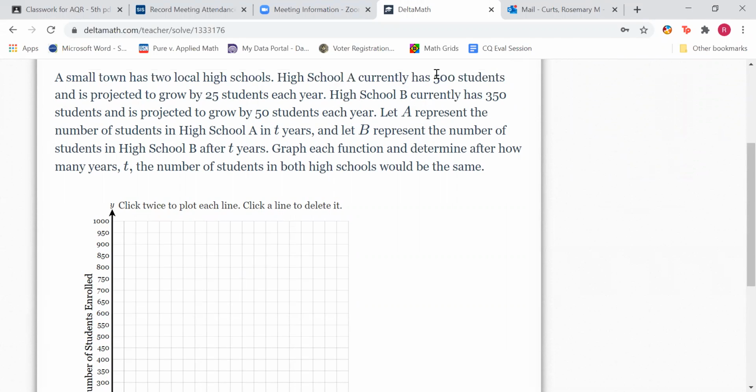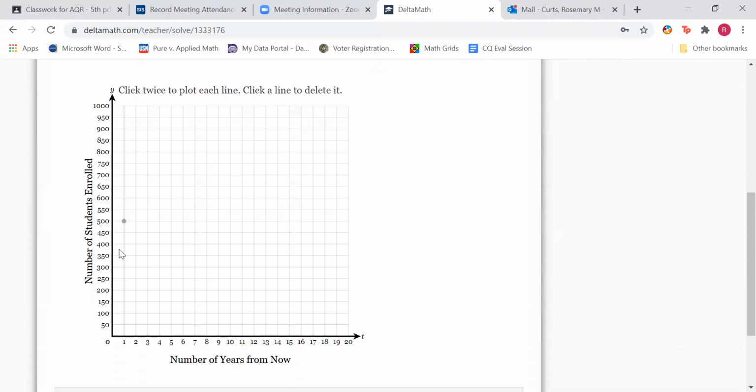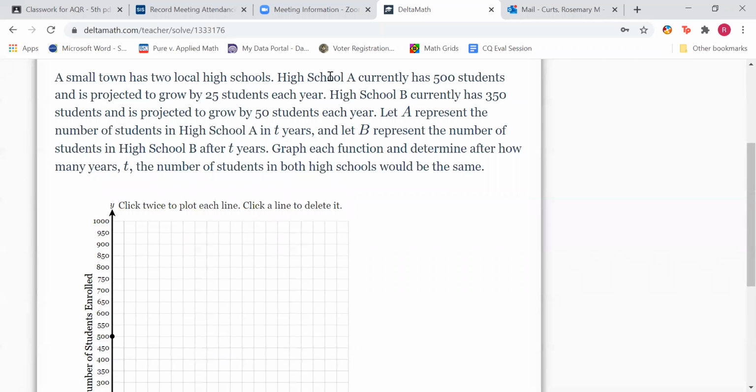High School A currently has 500 students. So T is time and we're at time zero. So 500 students at time zero is going to be there for your first graph. And we haven't placed our second point, so we don't know where it's gonna go. But you put this point at zero, 500. So at time zero, when we start, there's 500 students enrolled. It's growing by 25 students each year.